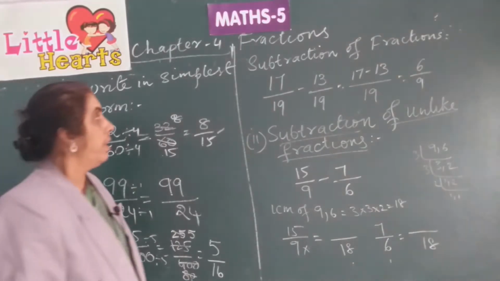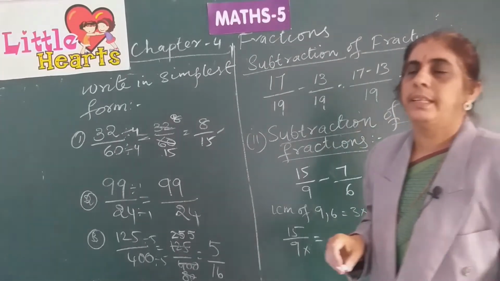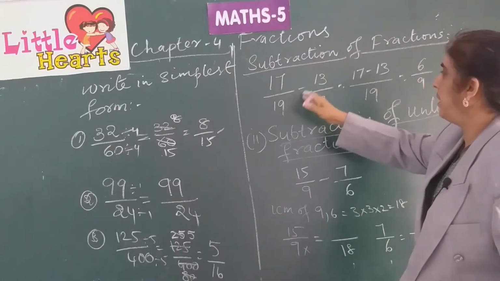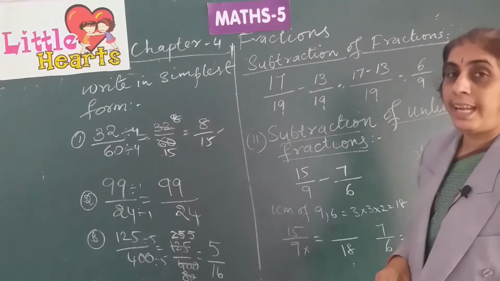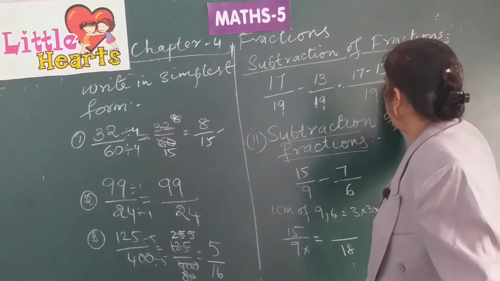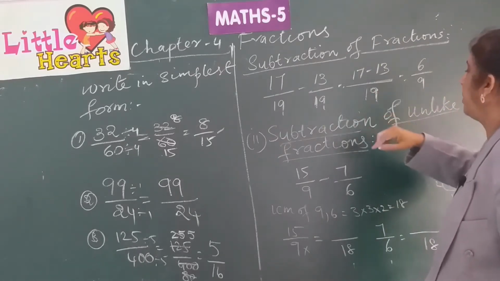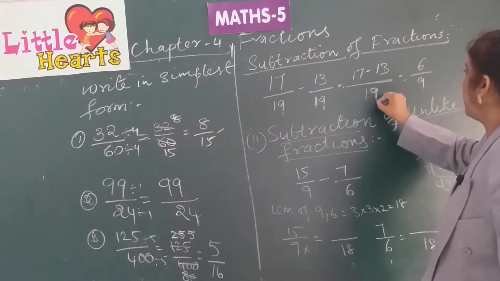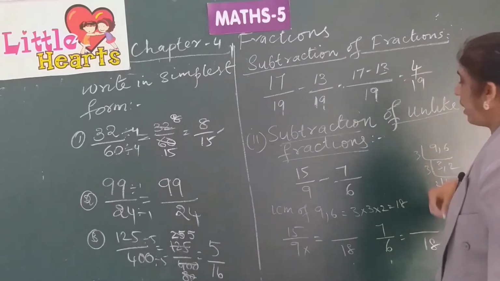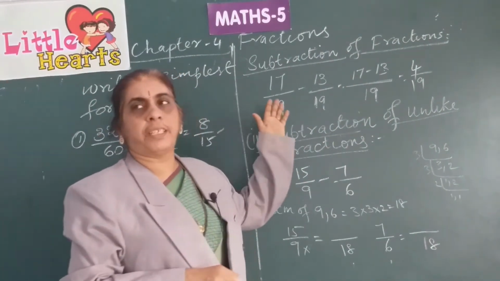Now let us go with subtraction of fractions. Already we learned addition of fractions, now subtraction of fractions. 17 by 19, 13 by 19. These are like fractions as the denominators are same. For like fractions, just subtract the numerators and write the common denominator as 19. So 17 minus 13 is 4, sorry, 4 by 19. So it is just subtraction of numerators.